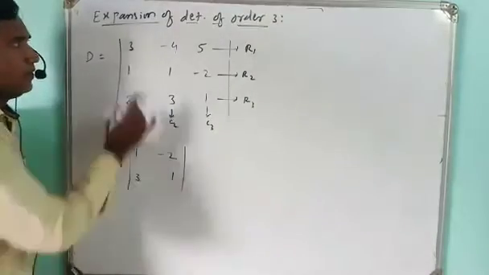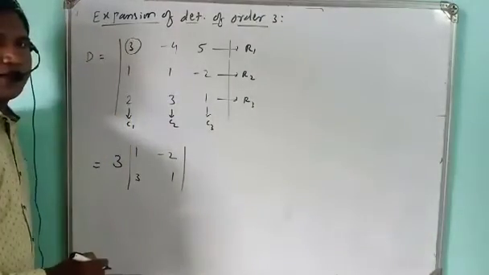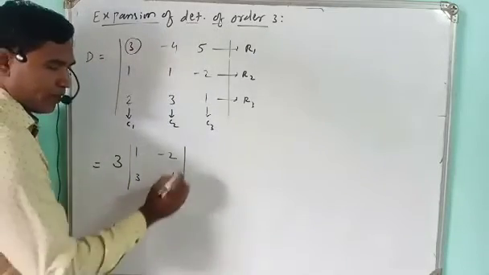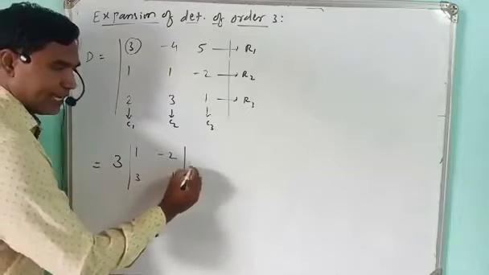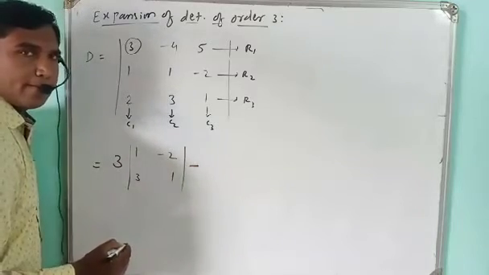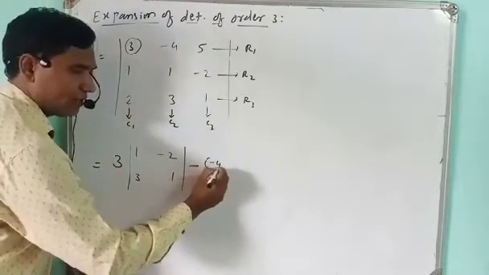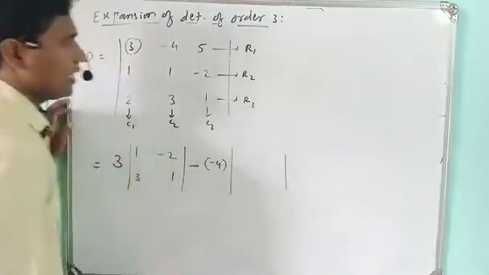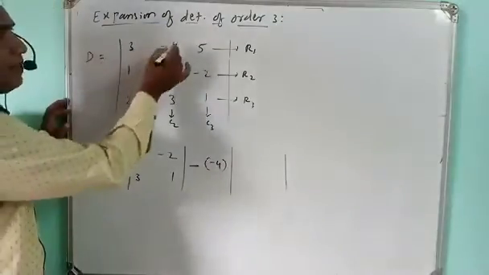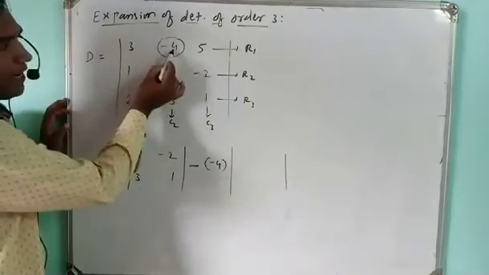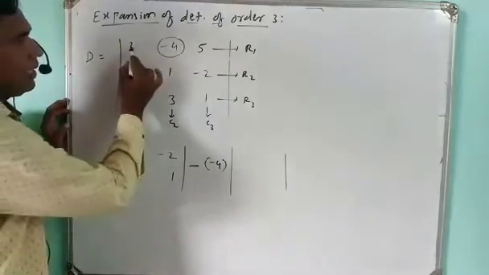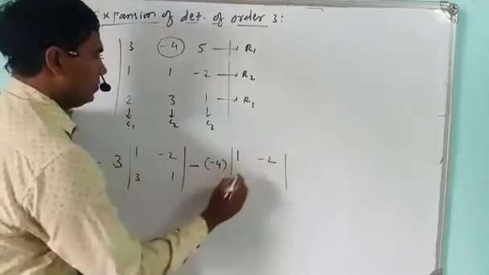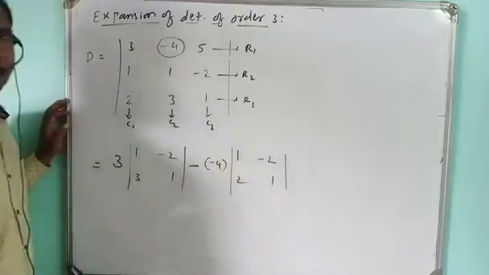Okay, so first element found, then we find the second element. So there is a rule here. The first element is plus, the second element is minus by rule, but the element is also minus, so it is minus 4 as it is. Then here expansion. Now we have to expand this one. So what is the procedure? Eliminating C2, eliminating R1. Which elements remain? 1 minus 2, 2 and 1.